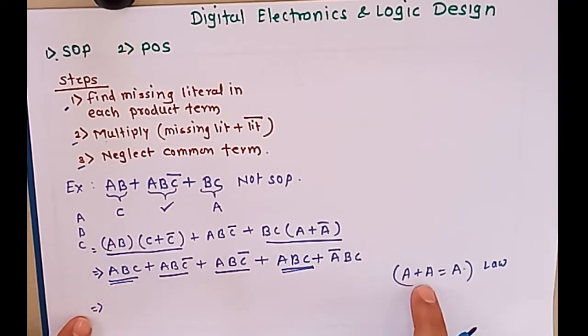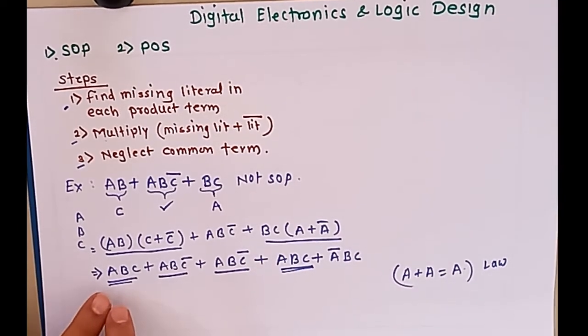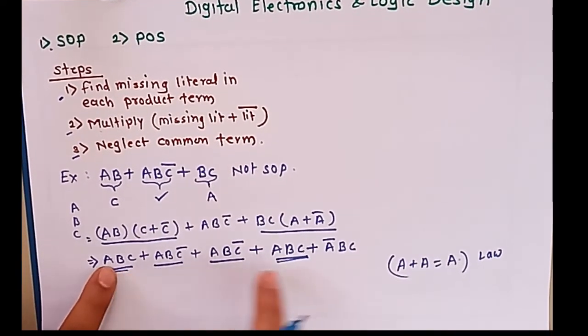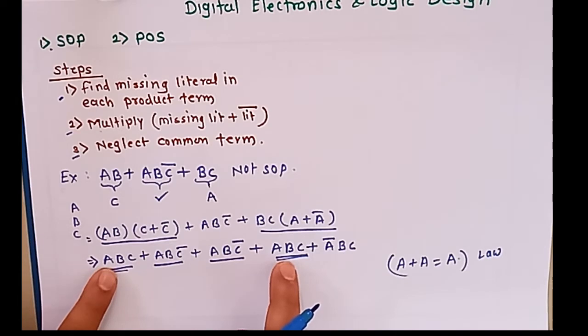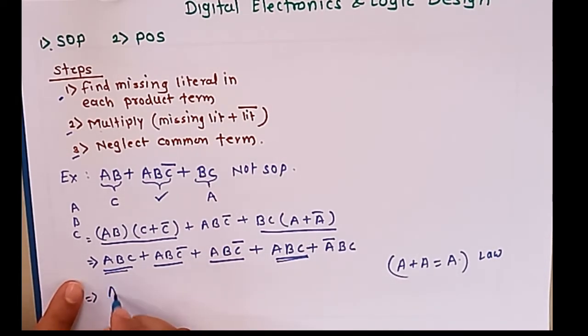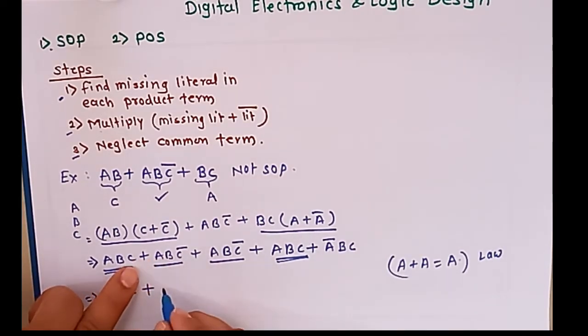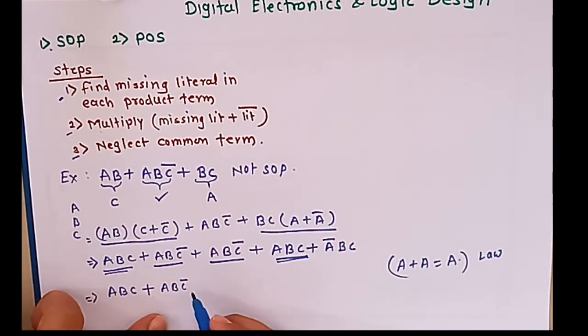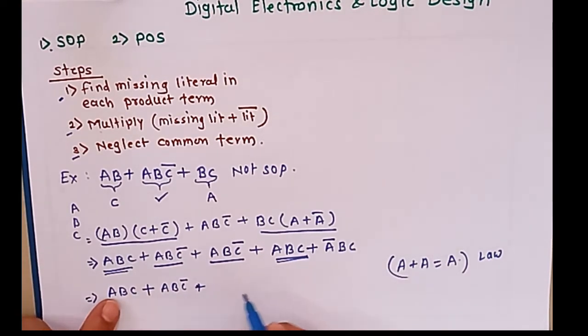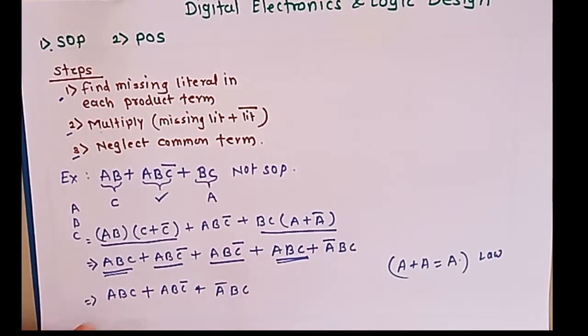So by using this equation, if the same terms are there, then we will write these terms as a single one. So we will write here ABC plus ABC bar. We have to write this term ABC bar only one time, plus the final term, which is A bar BC.